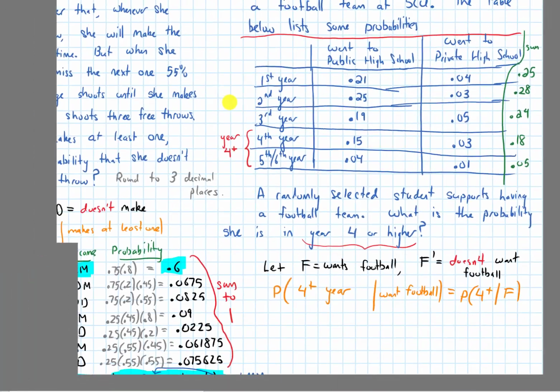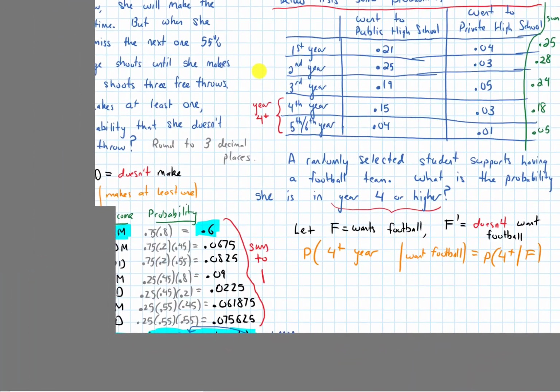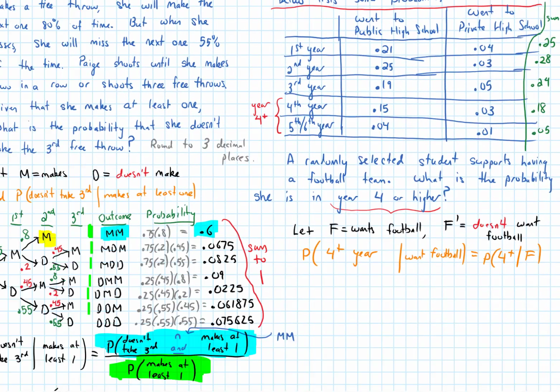Alrighty, so let's zoom out a little bit so I can see the numbers and start drawing a tree diagram. I'm going to draw a portion for where we begin. And then there are 2 stages that I'm going to consider: what year a person is in, and the question of whether they support having a football team or not. And then we could write down the outcome and the probability.